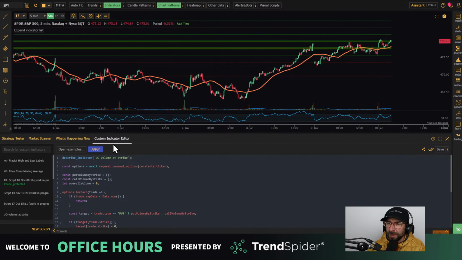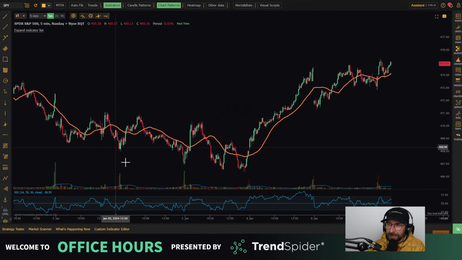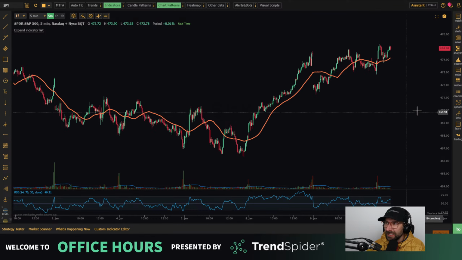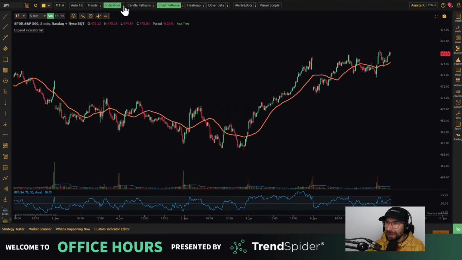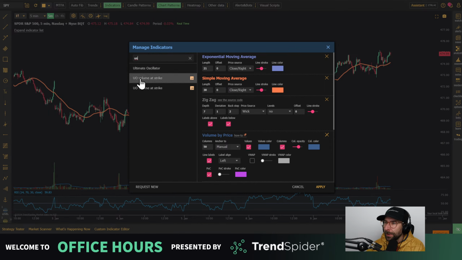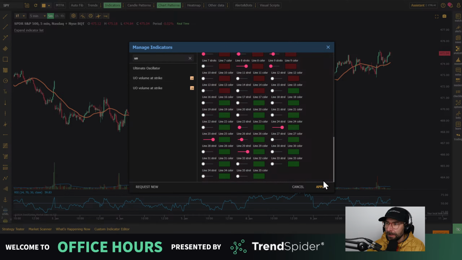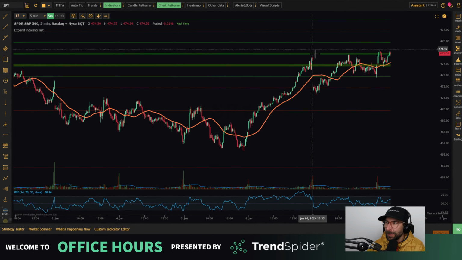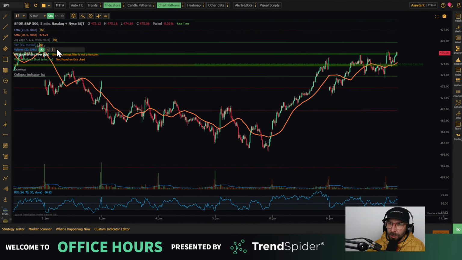See UO volume at strike. But when you turn off your custom indicator editor, it will remove itself from your screen. You won't see it anymore, so you'll have to add it via the indicators button. Click on the three dots next to indicators, type in UO. Here's UO volume at strike, and say apply. And then it'll be on your chart, and you can do like you're used to doing with all of your indicators, toggling it on and off and all that sort of stuff.